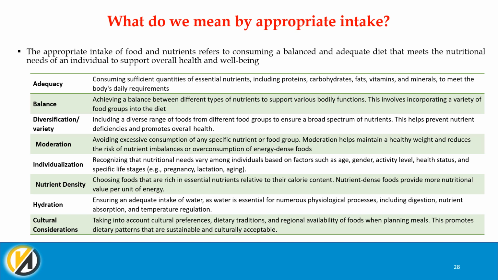The third one is diversification and variety. This is actually related to the previous one, which includes a diverse range of foods from different food groups to ensure a broad spectrum of nutrients. This helps prevent nutrient deficiencies and promote overall health.